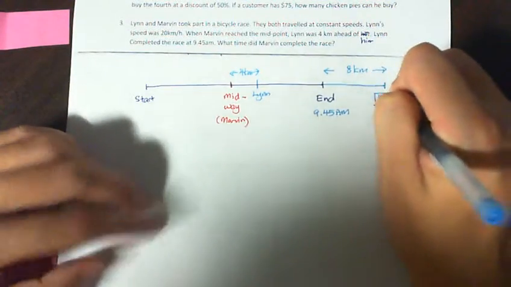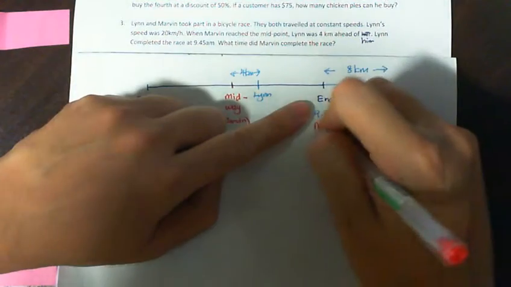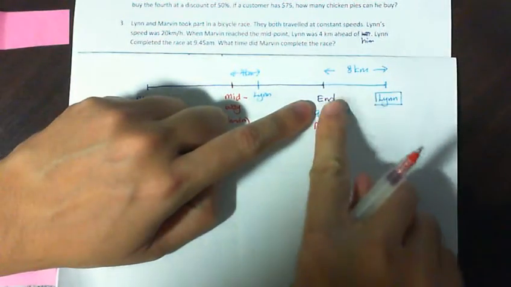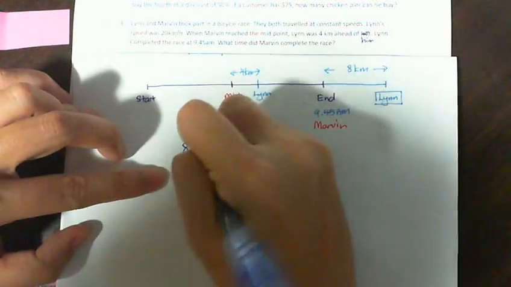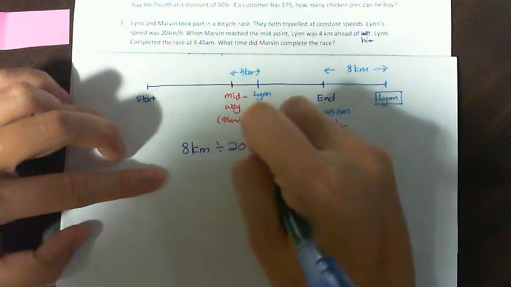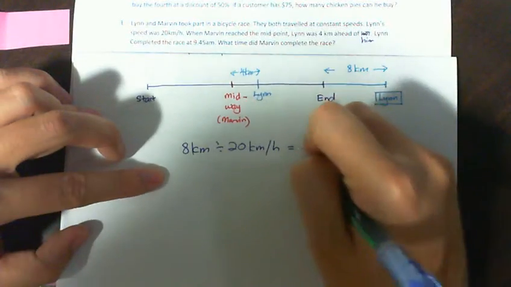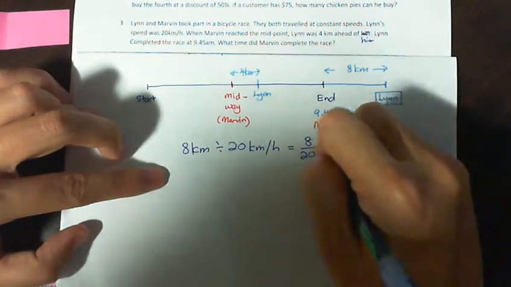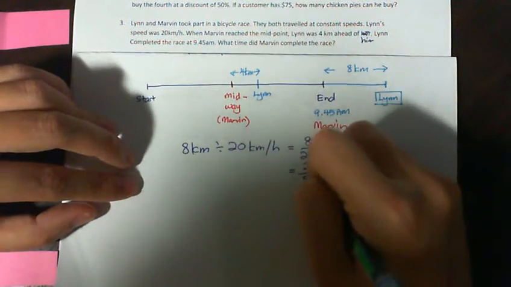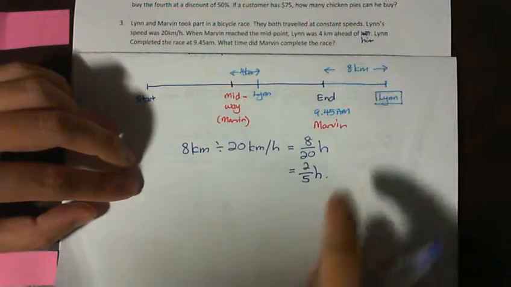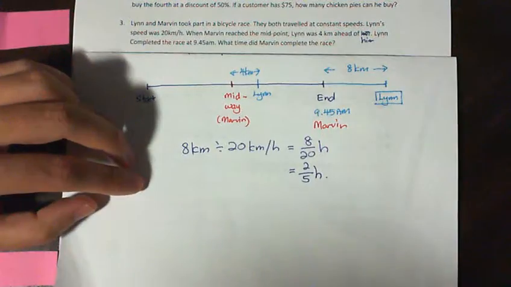Now, from this, I can tell that for Lynn to reach this point, Marvin will have just finished. So if I find the time Lynn reaches here, I will find the time that Marvin finishes as well. So how do I do this? Simple. I know the distance Lynn covered is 8 km divided by her speed, which is 20 km per hour. I'll get 8 over 20 hour, which equals 2/5 of an hour. So once I add 2/5 of an hour, I get my answer already.